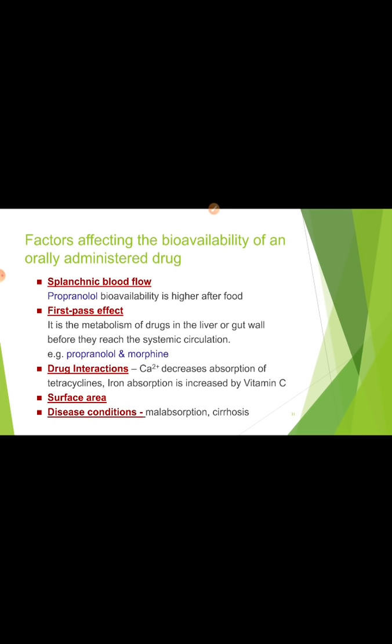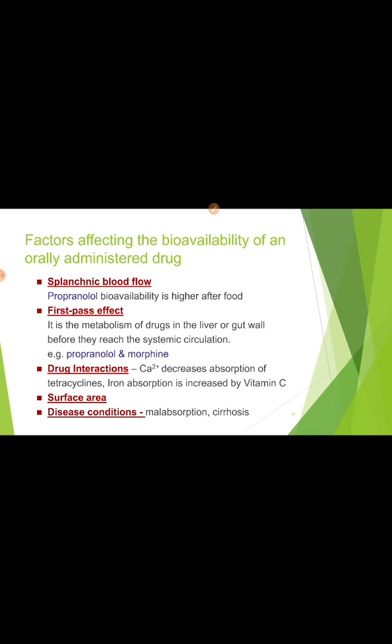Okay. The next factor is surface area. This also we have studied: the larger the surface area, the more the absorption. And the last point is disease condition. Diseases like malabsorption, where the mucosa of the intestine is affected, will hamper the absorption of any drug we are giving by oral route. And the other disease is cirrhosis. There are many diseases which affect the absorption of the drug when given by oral route. Cirrhosis is where the liver is damaged, so the processes are not happening in the liver, and the active metabolite is not reaching the circulation.